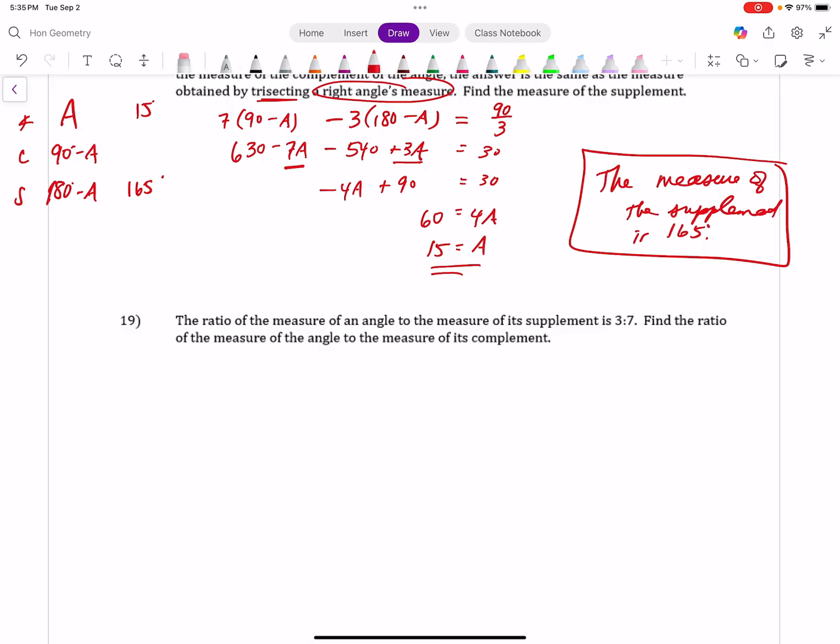All right, let's see. The ratio of the measure of an angle to its supplement. Okay, so a is the angle. Its supplement is going to be 180 minus a. A ratio is just a fraction. So the measure of the angle to its supplement is 3 to 7. So I'm going to cross multiply.